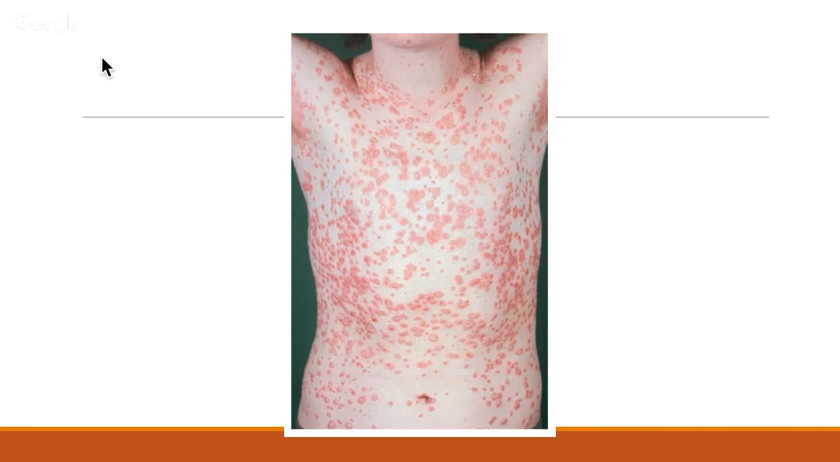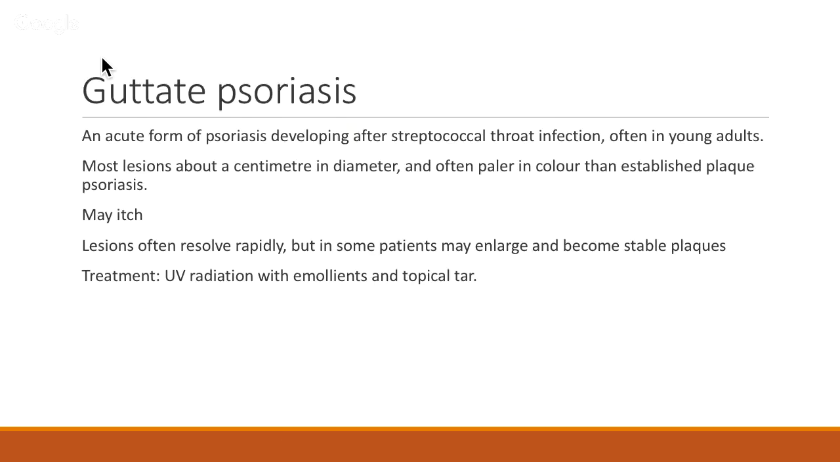It sort of looks like small round raindrops. So this one's, anyone? Yep, guttate psoriasis. Very common in adolescents, normally secondary to an acute streptococcal throat infection. And treatment is UV radiation, essentially.